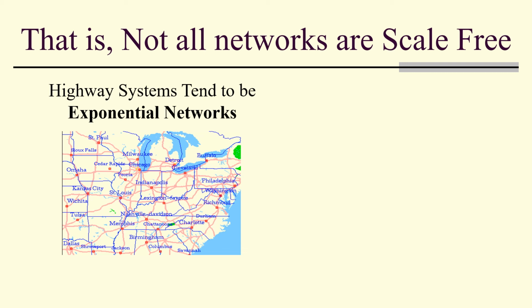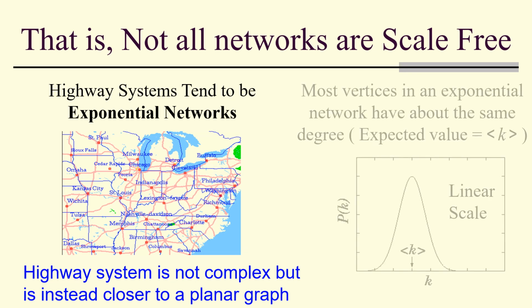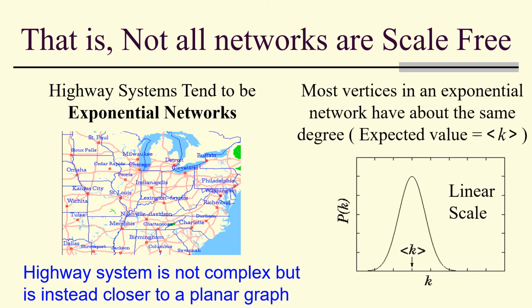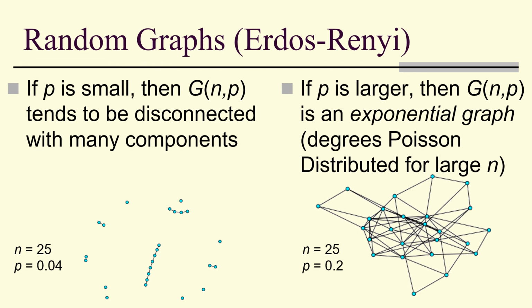For instance, the highway system tends to be an exponential network. Why? Because you really want it to be close to a planar graph. Most vertices in an exponential network have about the same degree. This is not a small world scale-free network. Random graphs, if p is small, is a bunch of disconnected components, and if it's large, tends to be very highly connected.